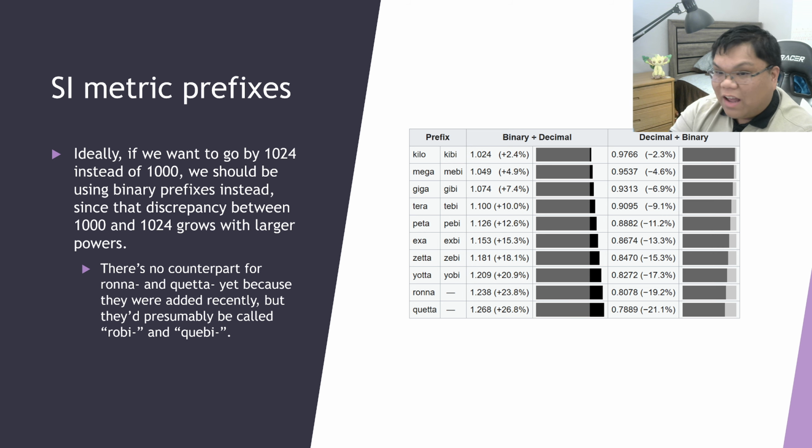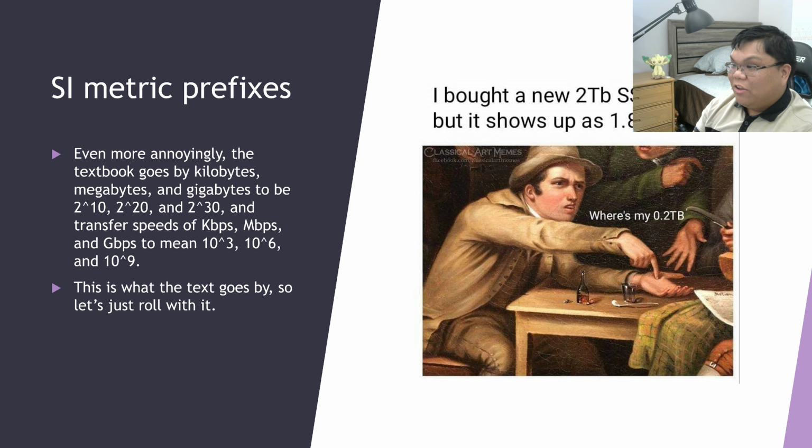And this is how you get nonsense like this, where you buy a 2 terabyte SSD, but it shows up as 1.8 terabytes. Where's my 0.2 terabytes?